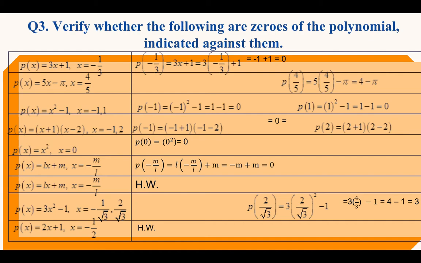So L and L cancel out. I am left with minus m and plus m. So minus m and plus m also cancel out. So this is equal to 0. So yes, this is a 0 of the polynomial. So x is equal to minus m by L is a 0 of this polynomial.